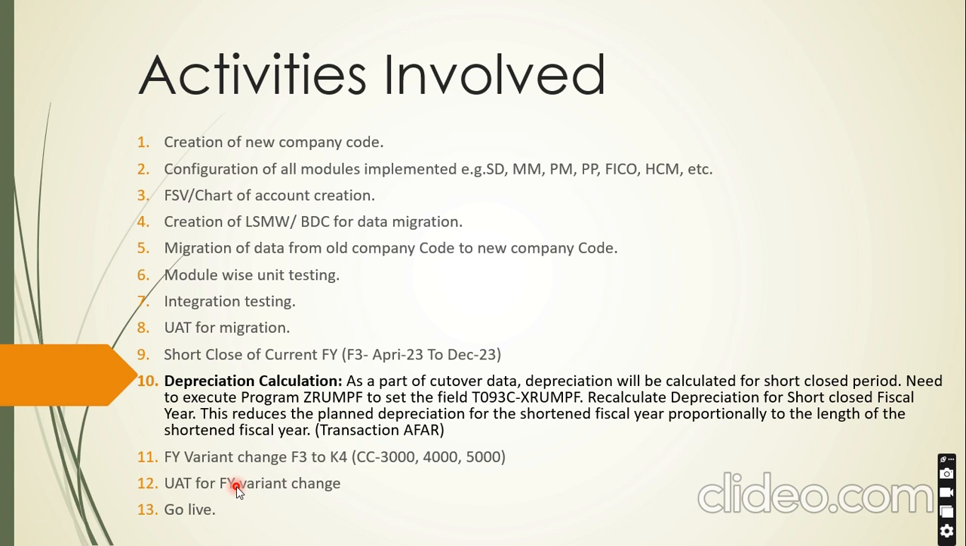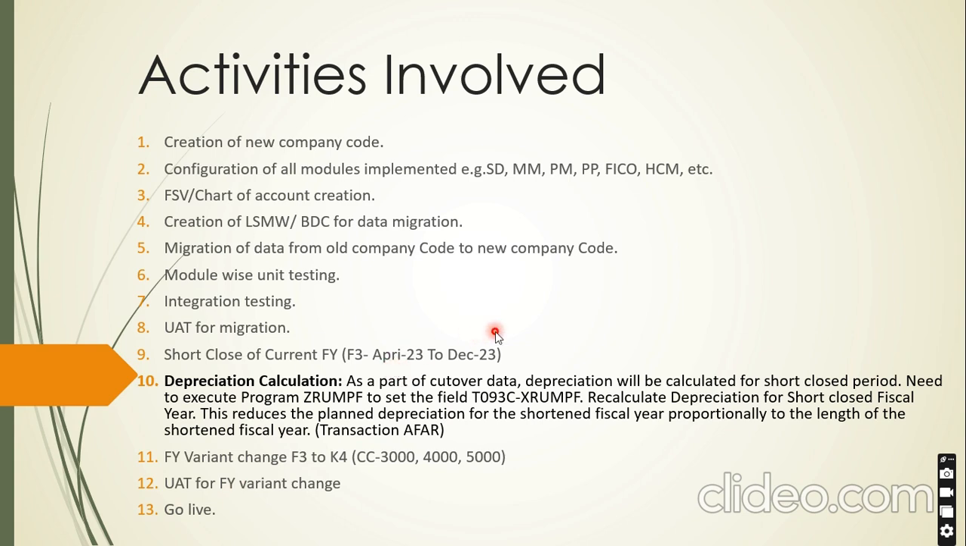Okay, these are the key activities involved in the fiscal year variant changes. This is one business scenario. Going further, your business scenario may be different, and the order of performing the activities may be shuffled. But as per this scenario, these are the steps and activities involved.